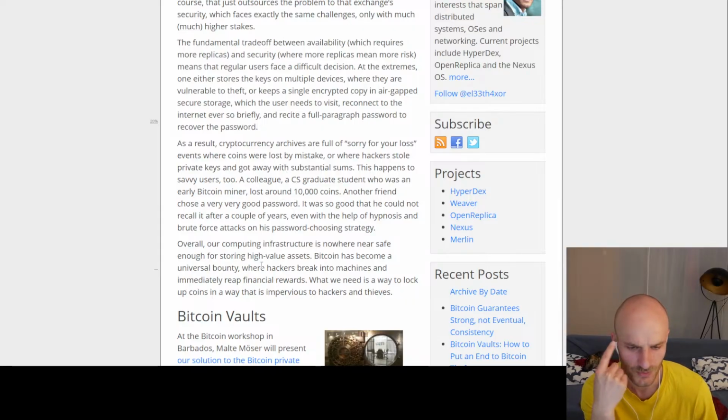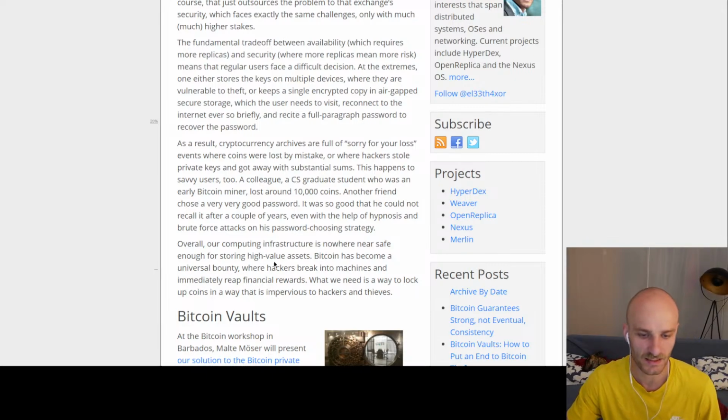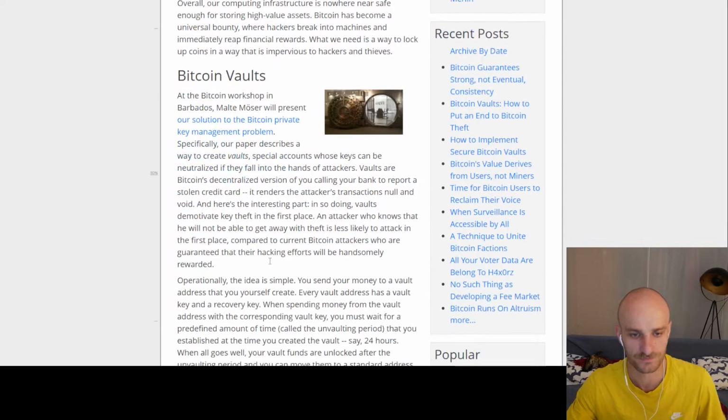Overall, our computing infrastructure is nowhere near safe enough for storing high-value assets. Bitcoin has become a universal bounty, where hackers break into machines and immediately reap financial rewards. What we need is a way to lock up coins in a way that is impervious to hackers and thieves.